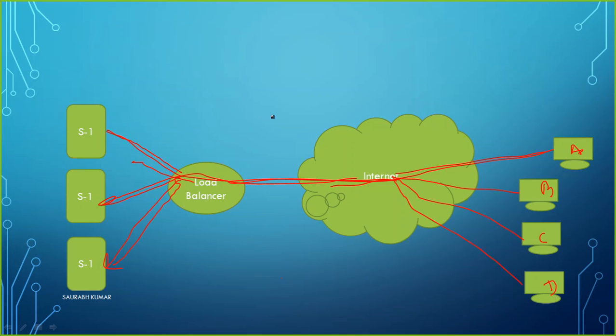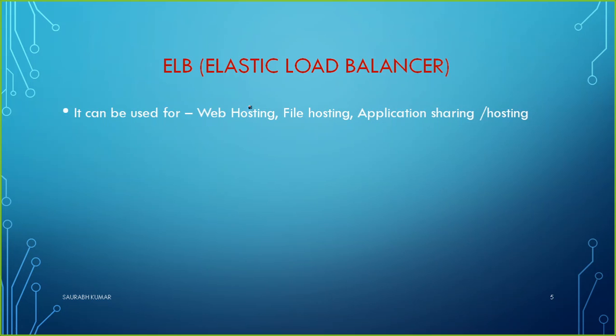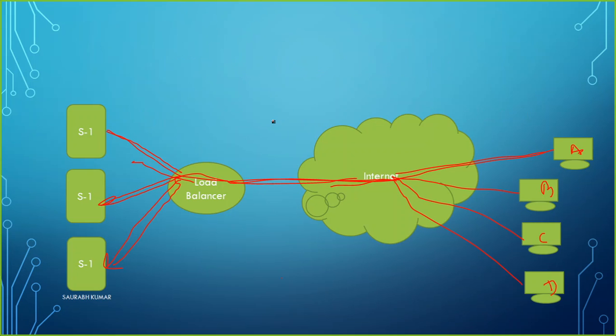Now, what are the main uses of having the ELB? Where can we use ELB? So let's have a look at that. ELB, Elastic Load Balancer, can be used for web hosting. So maybe all these three are hosting your website. Maybe you have a website and that website is hosted on all these three servers. There you can use ELB.